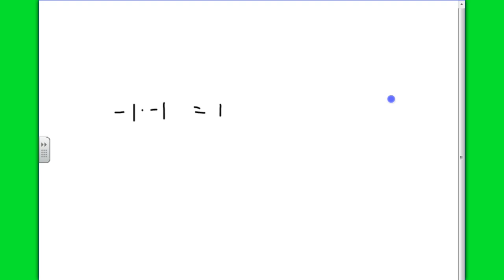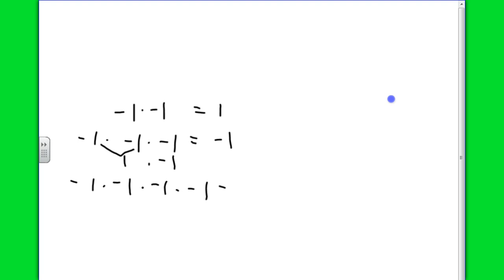So let's try this. Negative 1 times negative 1 and add another factor, negative 1. And so we have negative 1 times negative 1, which is 1. And then we have 1 times the negative 1, which is? Negative 1. So this whole thing is negative 1. See that? Now what if I add another negative in front of it? Negative 1 times negative 1 times negative 1 times negative 1. What do we have now?